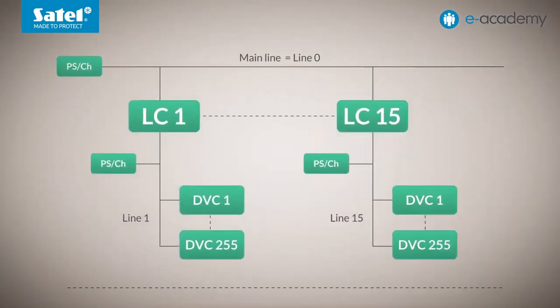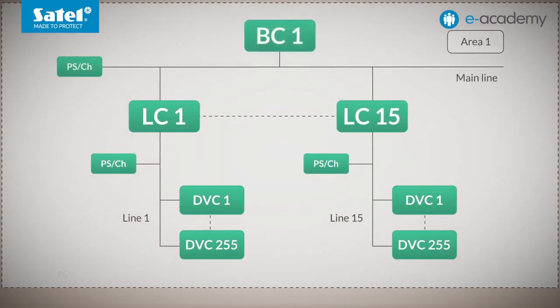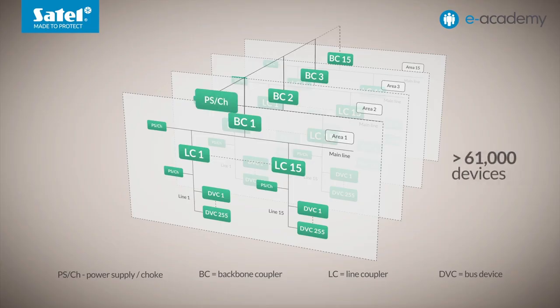Backbone couplers can be installed on a so-called backbone line, with which up to 15 areas can be connected to it. In addition, up to 256 devices, including couplers, can operate on a backbone line, as on the previously discussed lines. This line, of course, also requires its own power supply. As a result, more than 61,000 devices can be installed across the entire KNX TP network.